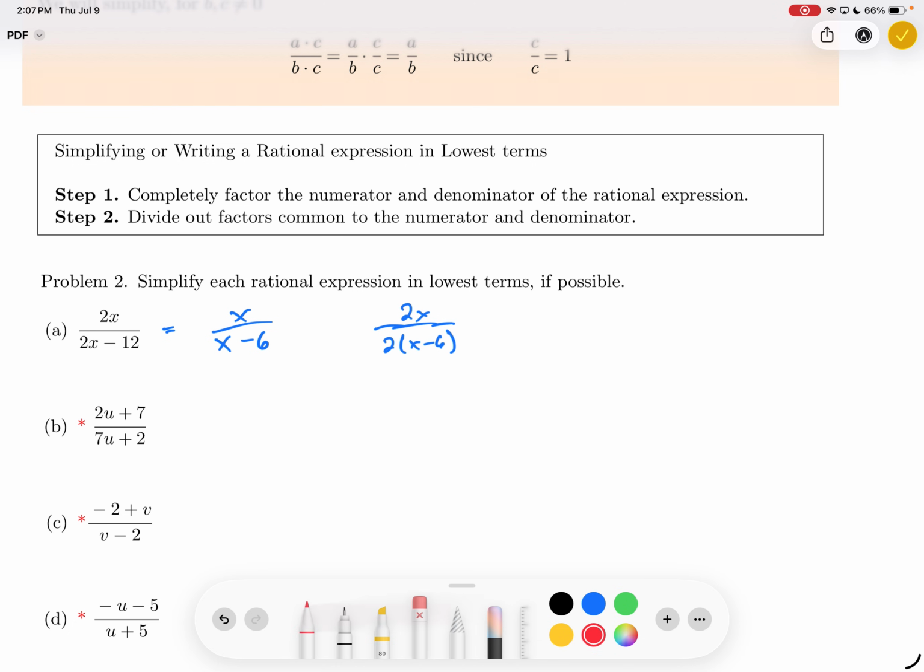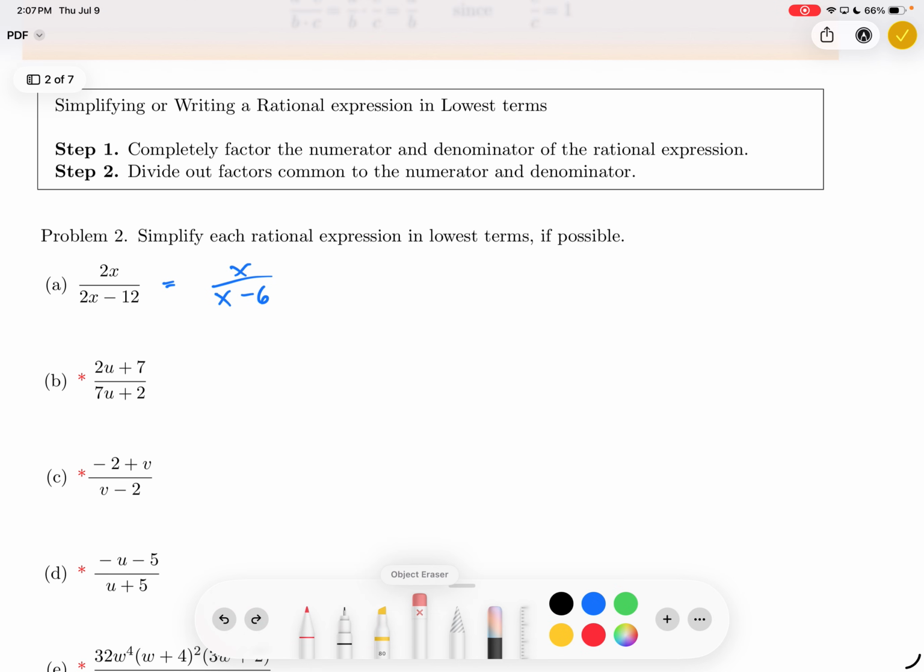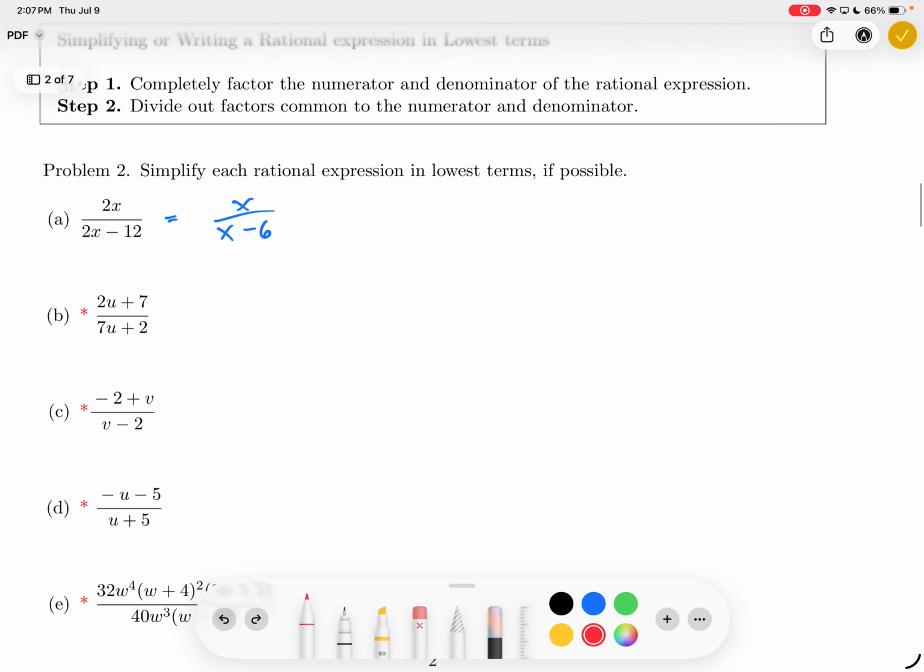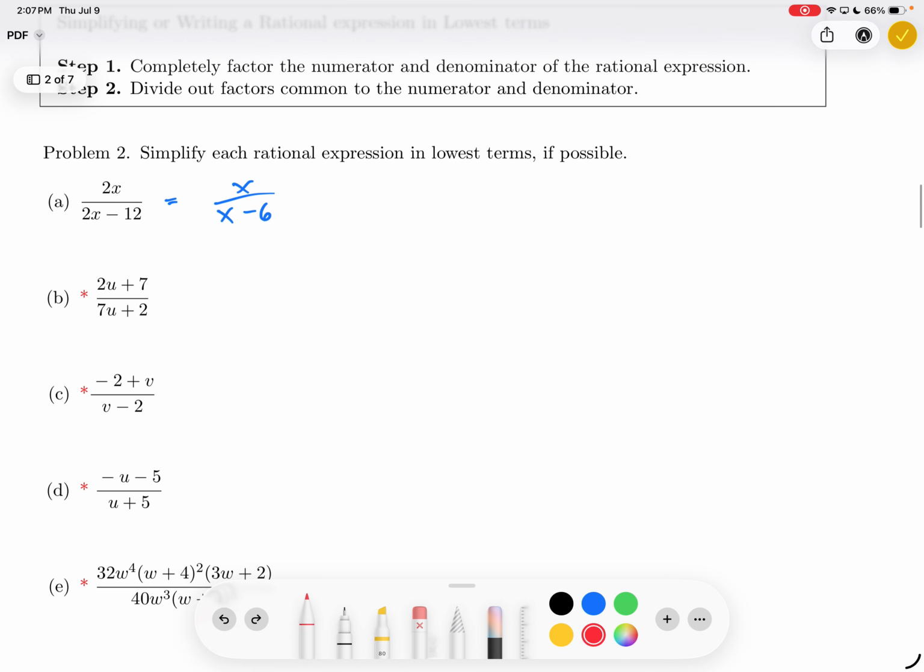Here you can cancel out the 2's because the 2 is being multiplied to both of those. I didn't even want you to look at that. I don't like that because then you're going to think you can just cancel out the 2's, and you can't. All 3 terms have a 2 in it, so you can divide everything by 2. The next one you can't simplify, or it already is simplified.